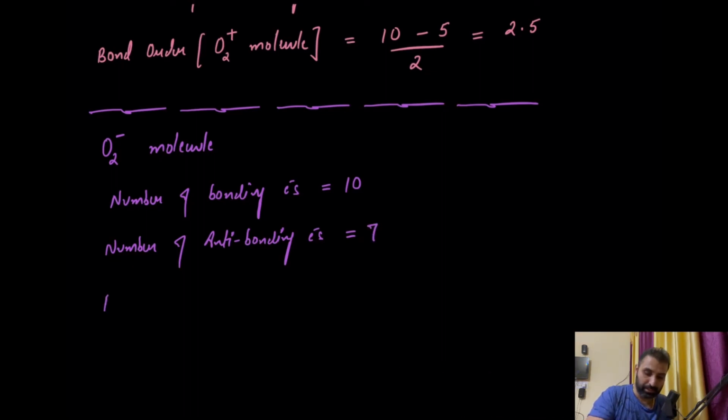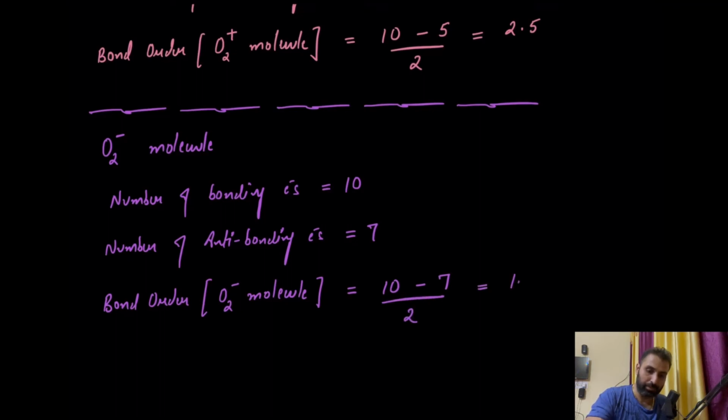So I'm writing bond order of O2 negative molecule. So number of bonding electrons are 10, number of anti-bonding electrons are 7, divided by 2, we got it to be 1.5.